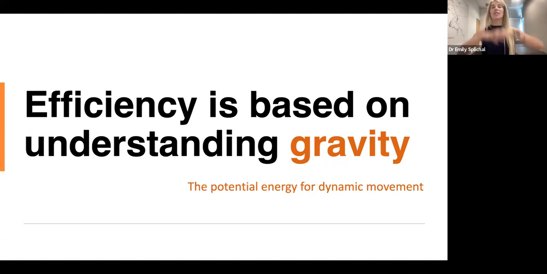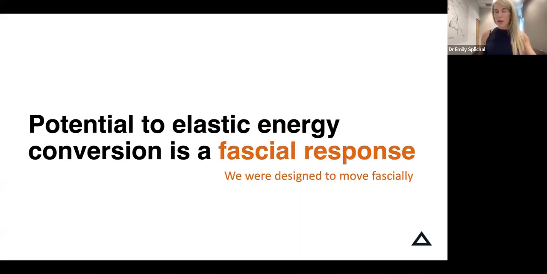I hope at home you guys are saying your fascia, your connective tissue, your tendons, right? That is where we get our elastic recoil during dynamic movement. That is what we are trying to do. So this conversion from potential to elastic energy is really a fascial response. We are designed to move fascially. I want my patients, I want all of you guys and your patients and your clients to be moving fascially. That means that there's a level of effortlessness, there's minimal joint stress, there is a lightness to the body, right? And then of course they're efficient, right? So we were designed to move fascially.